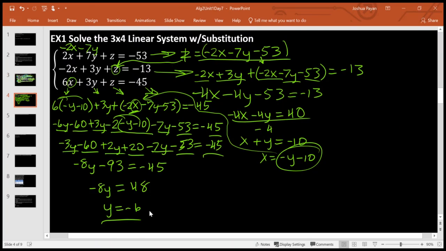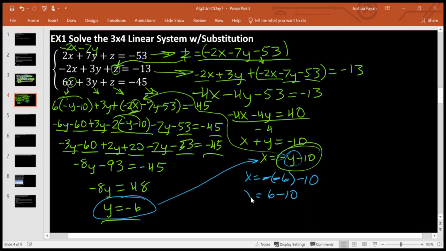Okay, so I'm going to plug in for y right back over here in x. So I'm going to say x is equal to negative y. So that's negative 6, so negative y, right? Negative y, and then minus 10. So that's really 6 minus 10. And x is negative 4.